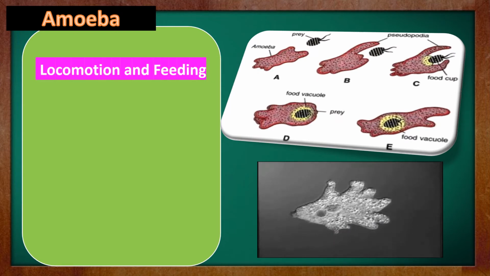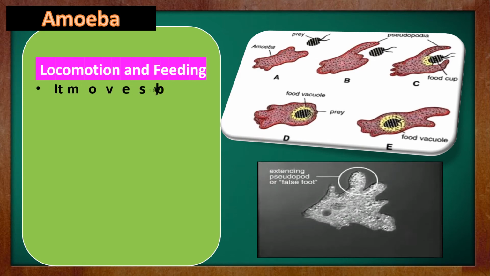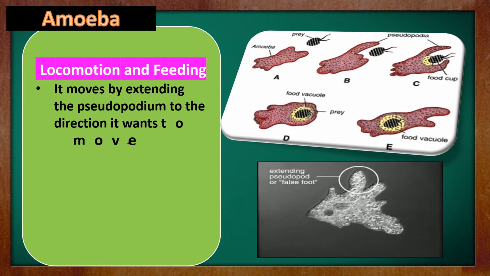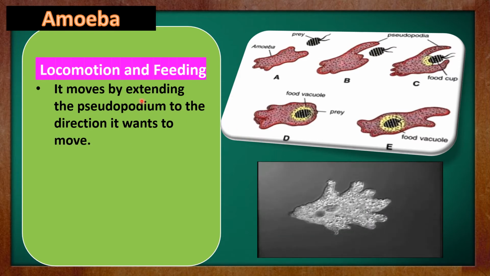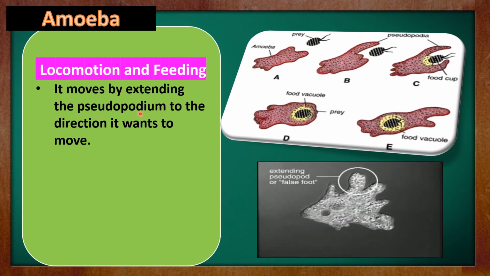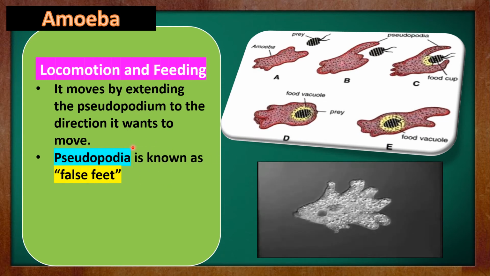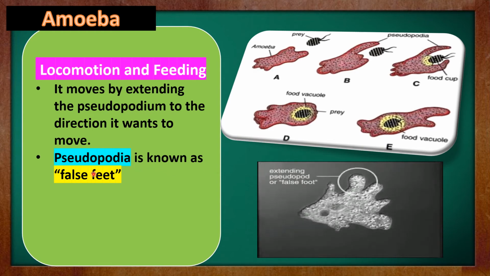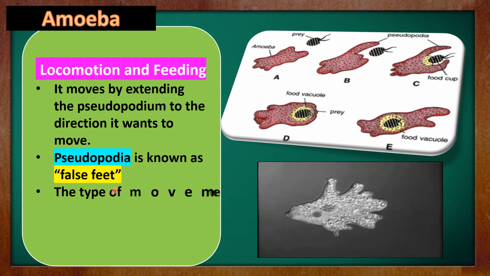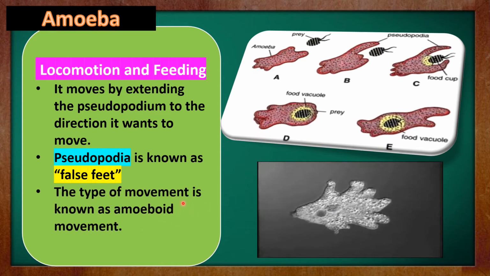Okay, so locomotion and feeding. How does amoeba move and feed itself? Amoeba moves by extending the pseudopodium. Can everybody say pseudopodium? Okay, to the direction it wants to move. So what is pseudopodia? Pseudopodia is known as false feet. Okay, false feet. The type of movement is known as amoeboid movement.